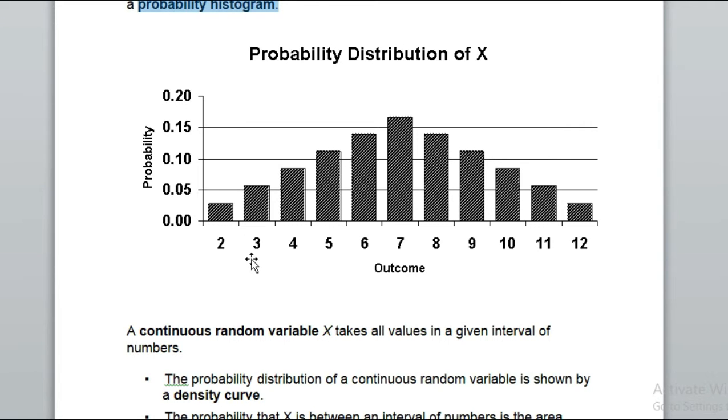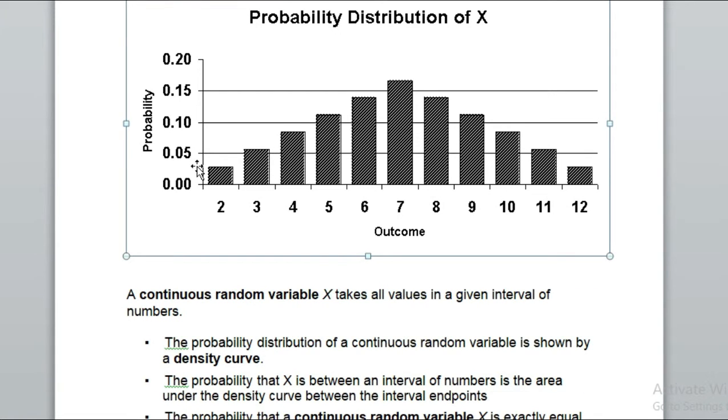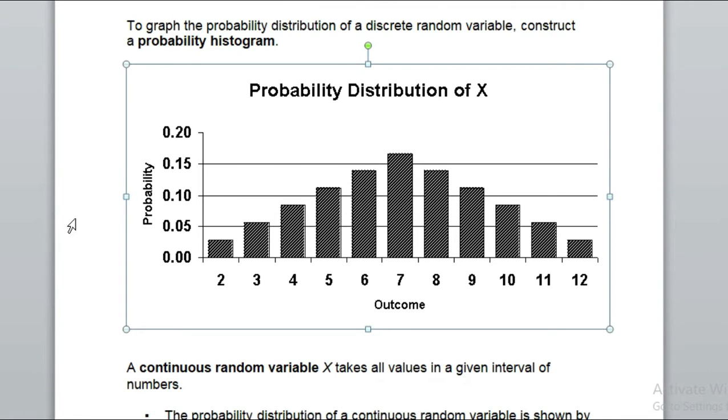If x takes the value 2, the probability of x is less than 0.05, and if x takes the value 3, the probability gets higher, about 0.06. The highest probability, above 0.15, is when x takes the value 7.